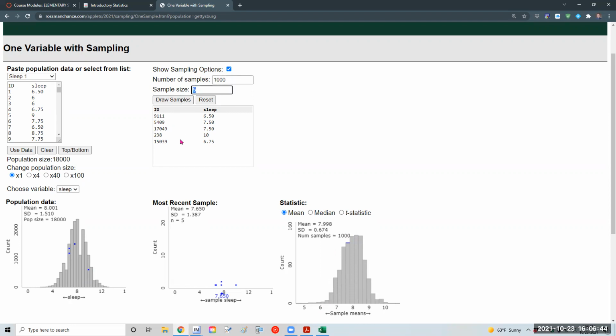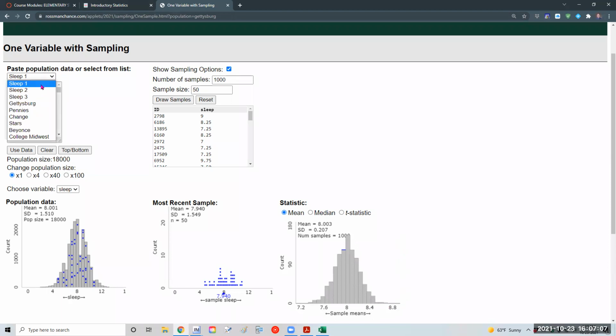And I guess what I'm trying to illustrate here, let's change this to 50, and let's reset this, is what the book was saying: if your population graph is approximately normal, then it doesn't matter what your sample size is, your sampling distribution graph will be approximately normal.